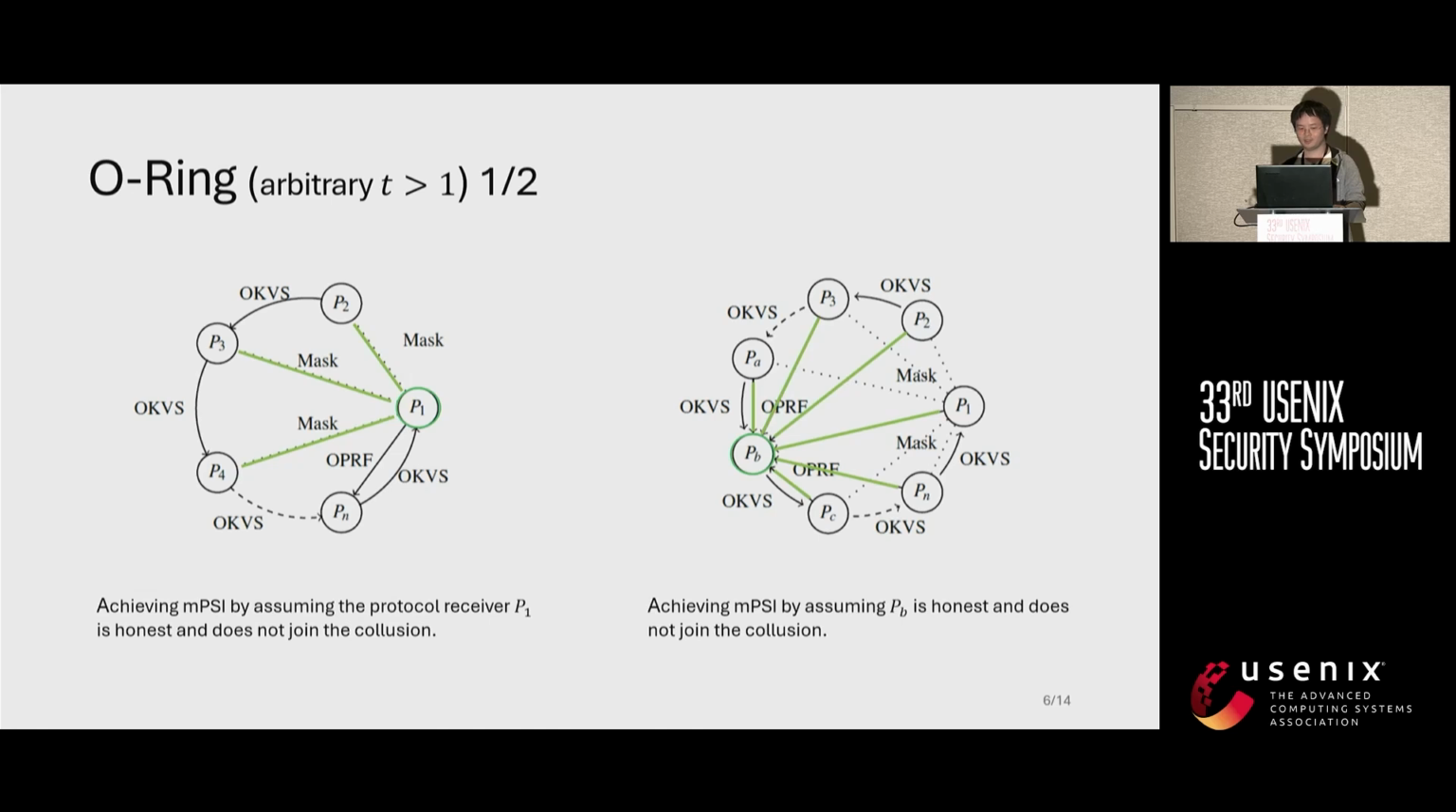So we move forward one more step. We assumed P1 is always honest, but in real world applications, P1 may not always be honest. In that case, what are we going to do? We need to find another party who can take a role similar to P1. So here, let's assume PB is the one that is honest. A slight difference is that PB needs to do OPRF interactions with all other parties.